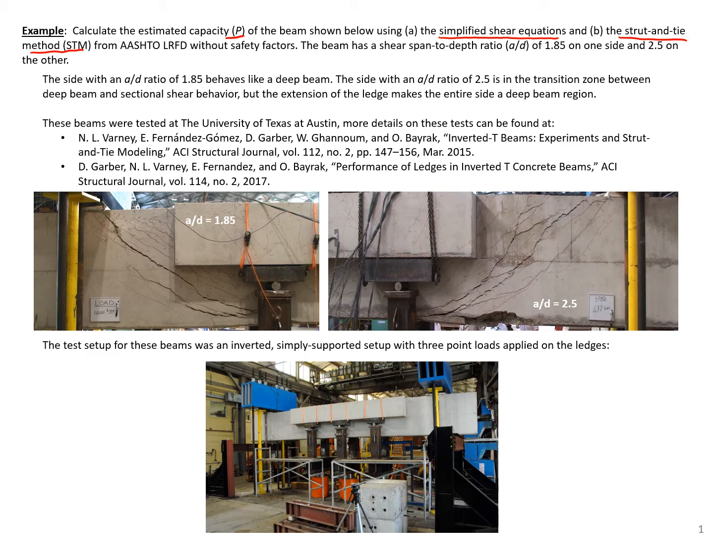The beam has a shear span to depth ratio of 1.85 on the one side of the beam and a shear span to depth ratio of 2.5 on the other side of the beam. You can see here the test setup is an inverted, simply supported setup where we have the supports at the top on the ends and 3 point loads on each ledge of the member. So it's an inverted T-beam. And you can find more details of these tests at the publications that I show on the screen.